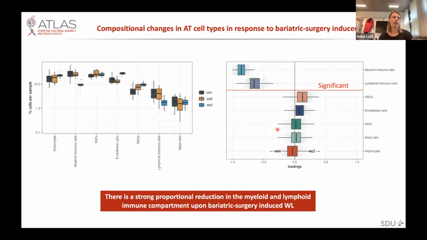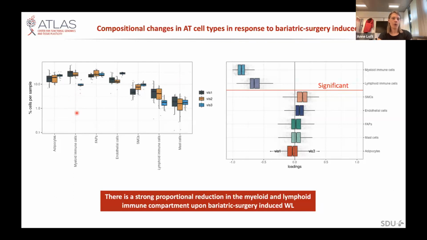So the first question we asked was how these different cell types, in terms of fraction, responded to the different modes of weight loss. And here it became apparent that there was not much going on, at least in terms of compositional changes in response to this moderate weight loss. Whereas especially the endothelial cells went up and the myeloid and lymphoid immune cells went down in response to the bariatric surgery.